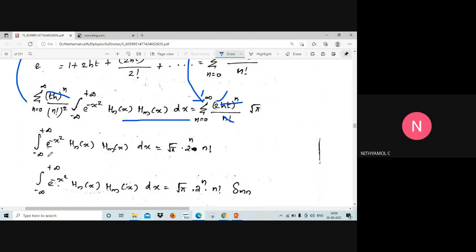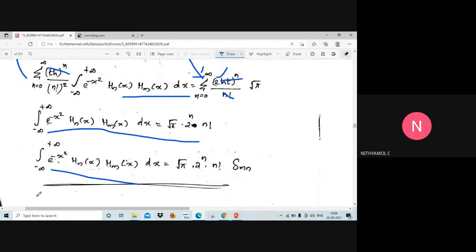So the equation becomes integral minus infinity to infinity e raised to minus x square hn x hm x dx equal to root pi 2 raised to n n factorial. We can combine both cases by using the Kronecker delta: when m is equal to n, and when m is not equal to n. If m is not equal to n, this becomes 0. If m is equal to n, then we get this equation.